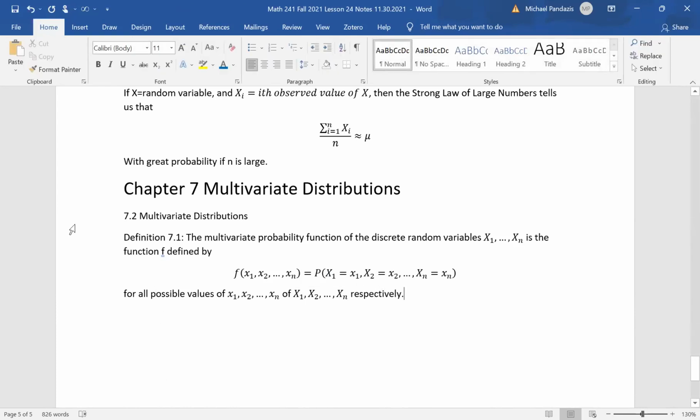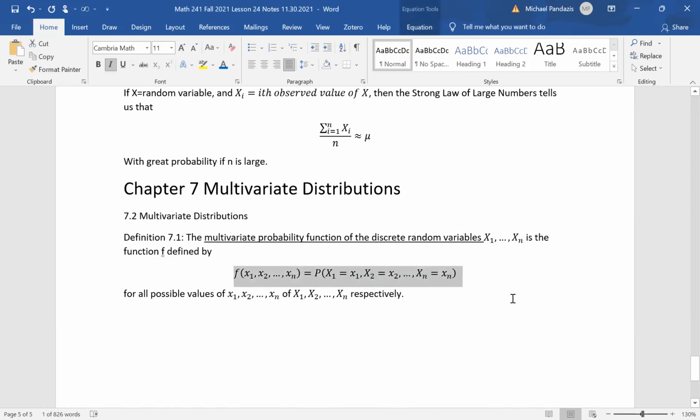Okay. So this is a definition of the multivariate probability function of discrete random variables X1 to Xn. I'm going to get rid of the underline so it doesn't obscure your vision of the x's. So it's defined by this. It's the probability that each of your n random variables have corresponding values, little x1 to little xn respectively.